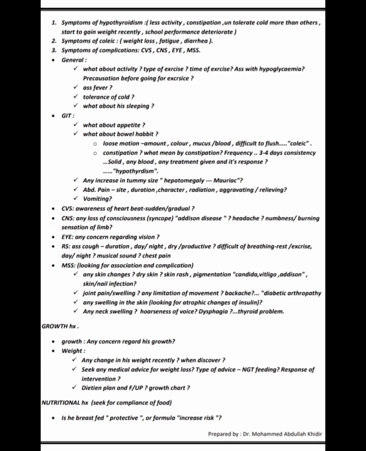Then musculoskeletal system. Looking for association and complications from the musculoskeletal system, we will ask any skin changes, dry skin, skin rash, pigment tone, that is candida, vitiligo or Addison, skin or nail infections. Then we will ask joint pain or swelling, any limitation of movement, any backache, diabetic arthropathy, any swelling in the skin, looking for atrophic changes from the insulin, any neck swelling or hoarseness of voice, dysphagia and thyroid problem.